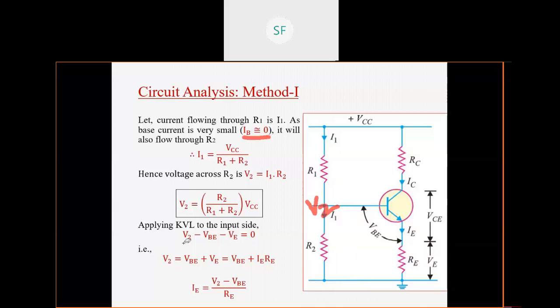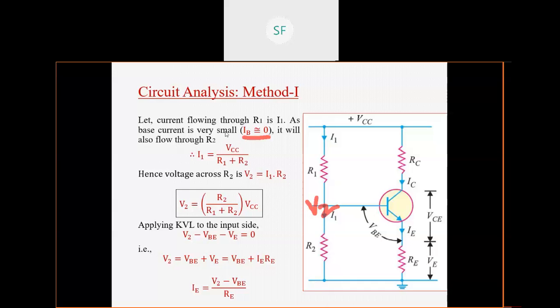So now how will you find out the value of V2? Now we know that V2 is nothing but the voltage across R2. So voltage drop across R2 is equal to the current flowing through that particular resistor and the value of that resistor. Simple Ohm's law, right? What is the value of the resistor? R2, and which current component is flowing? I1. So V2 will be equal to I1 into R2.